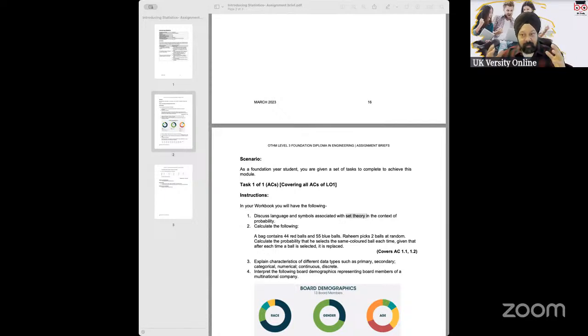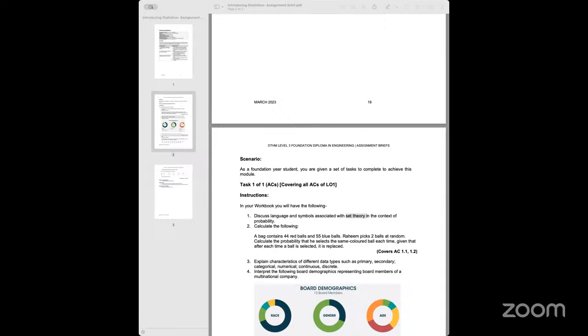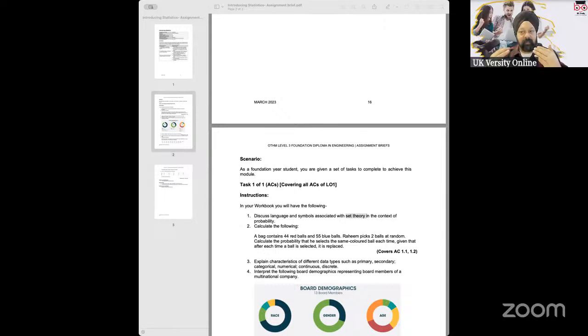So probability is calculated by looking at the number of favorable outcomes divided by the total number of possible outcomes. That's a simple formula using which you calculate probability. Now, when we talk about an event, that is where set theory comes in. An event is something for which you have a probability of it happening.